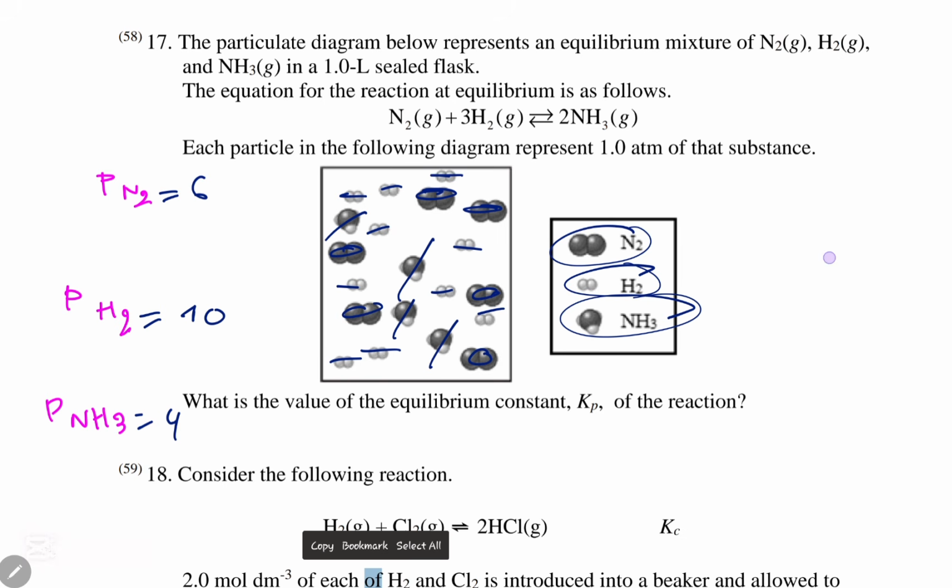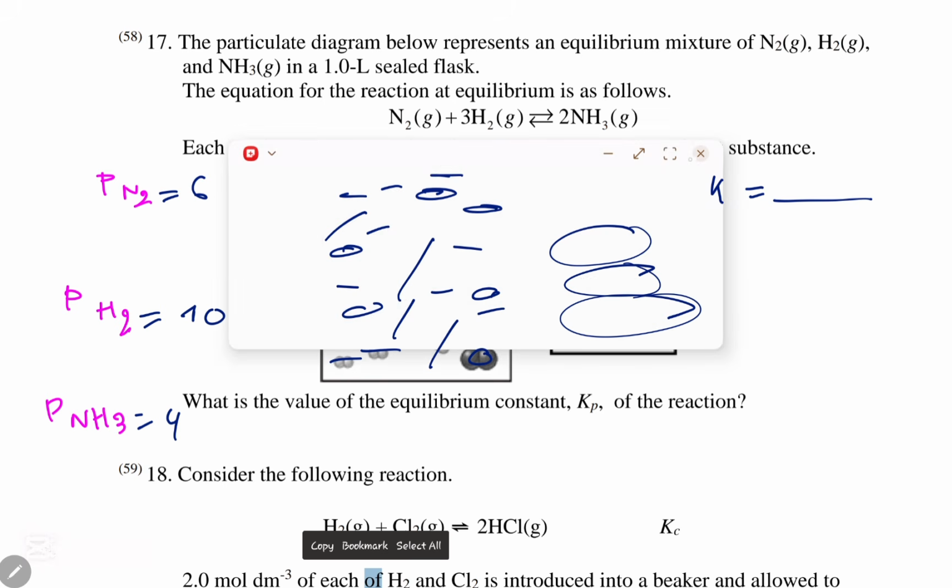So Kp, actually, they want us to find Kp. The equation for it is going to be partial pressure of NH3 to the power of 2 divided by partial pressure of N2 times partial pressure of H2 to the power of 3. So Kp, it is what?